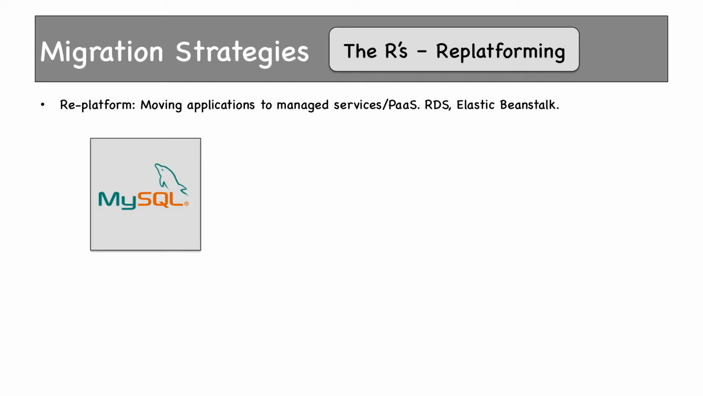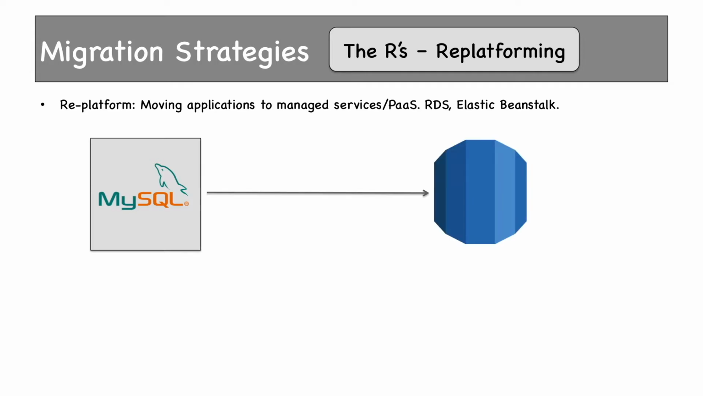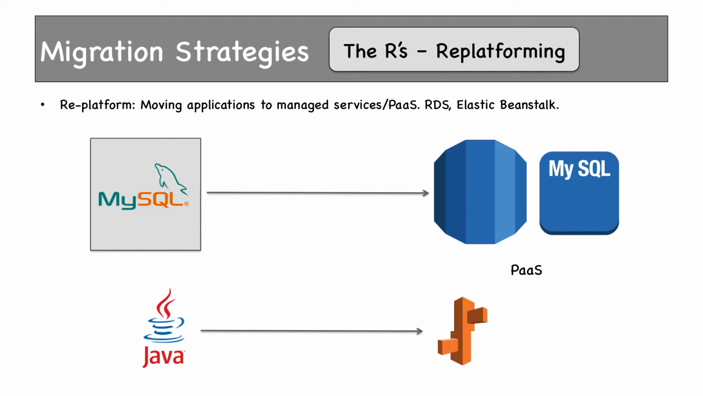If we decide to use MySQL on RDS instead of installing MySQL on EC2 instances, we are essentially doing a replatform. Moving this database to RDS would be replatforming our database. We might choose to use MySQL on RDS itself. We can use something else also. So this is PaaS. We could have done the same thing with our application also. Had we moved our Java application to Elastic Beanstalk, we would have replatformed our application as well.